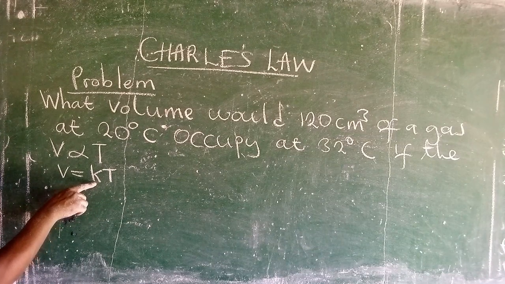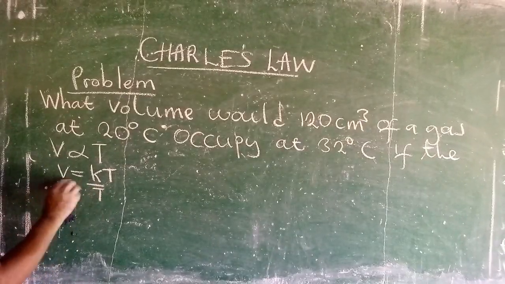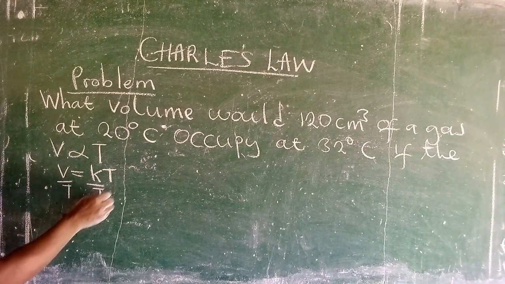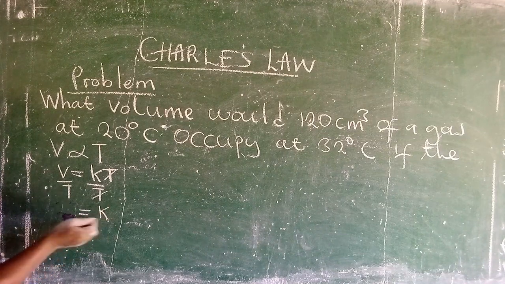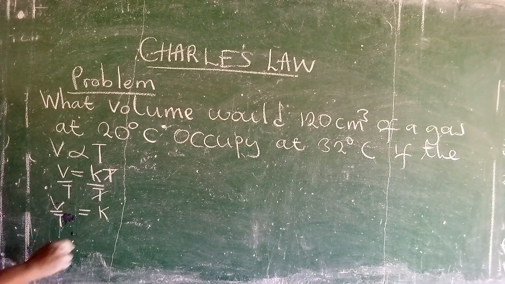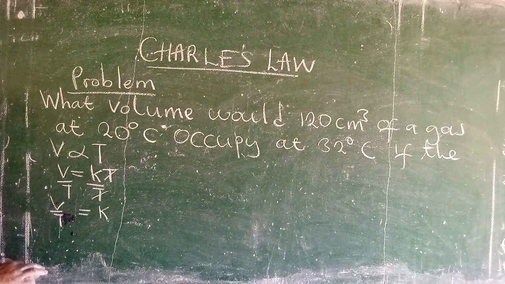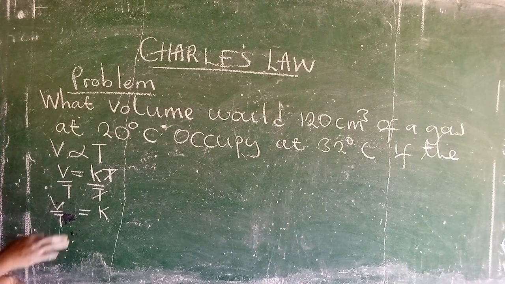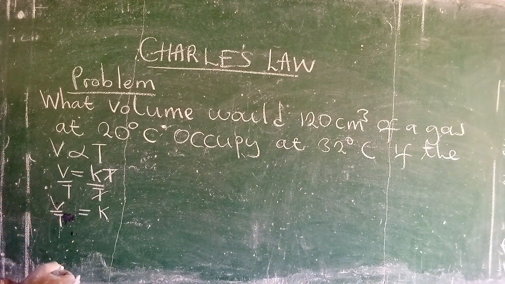If we were to make K the subject of the formula, say divide by T, so that this and that cancel, then we have K equals V over T. Now this constant of proportionality is actually the pressure. So this only holds true if pressure is kept constant.